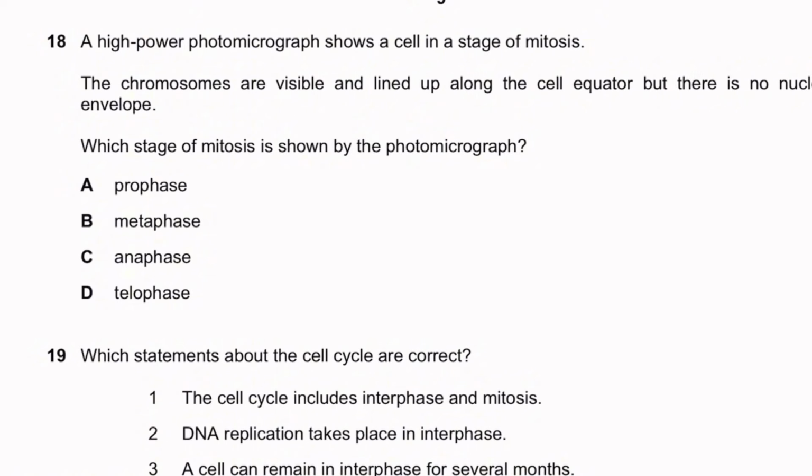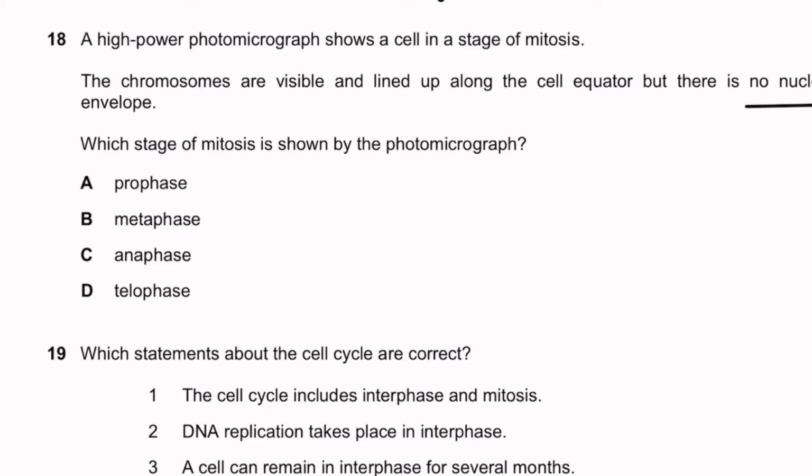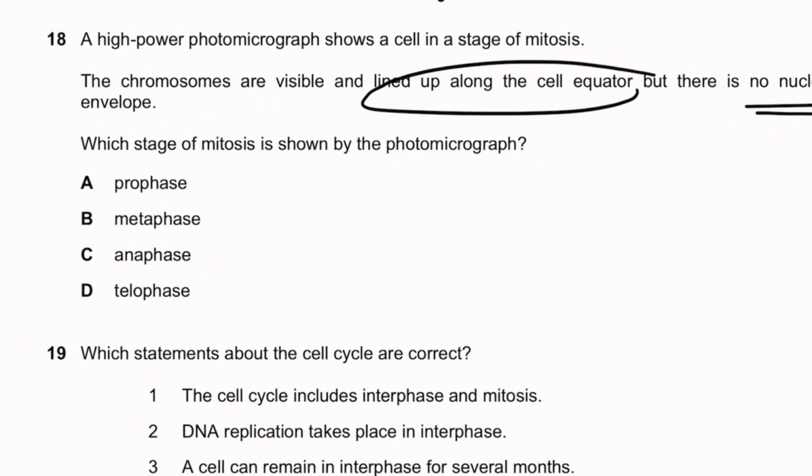Which stage of mitosis is shown by the photomicrograph? Okay, so there's no nuclear envelope and the chromosomes line up along the equator. It's pretty obvious that it's metaphase. Remember, metaphase stands for middle.